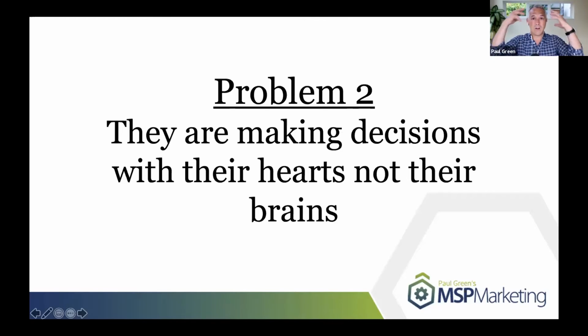So when they can't make a brain decision about which MSP to choose, what they do is they pass the decision down to their heart. Put it another way, they are making the decision whether or not to work with you or one of your competitors based on whether or not they like you.